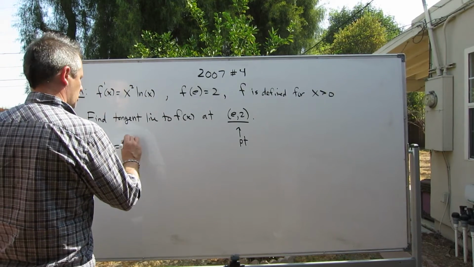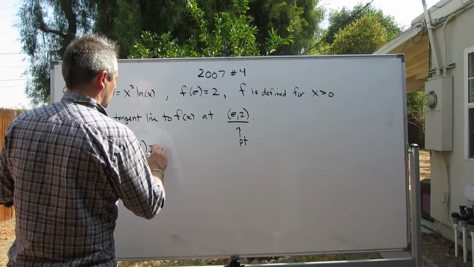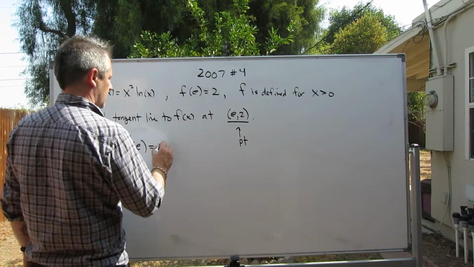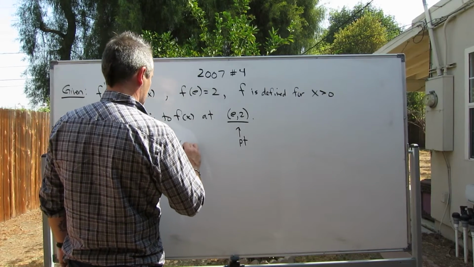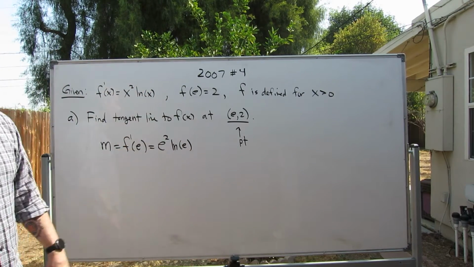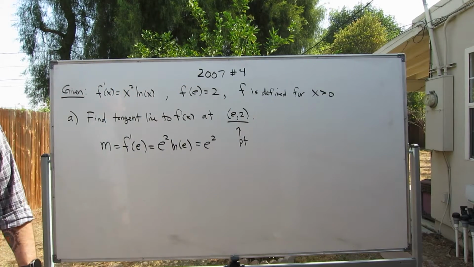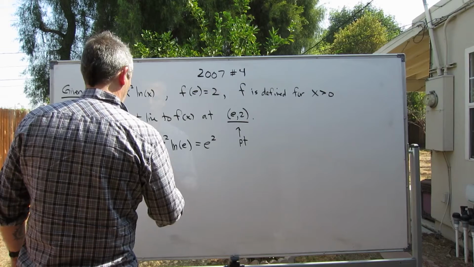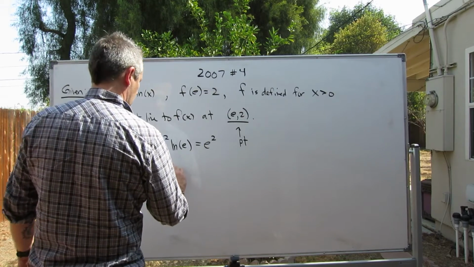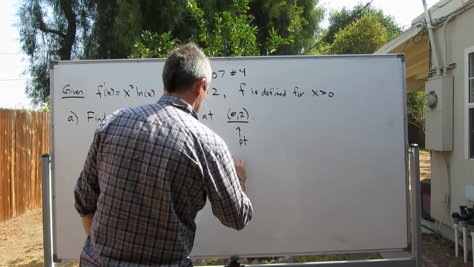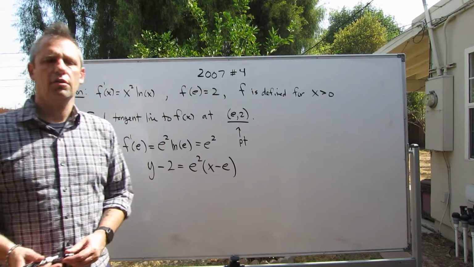But the slope is just f prime of e, which, since we know the equation of f prime of x, is just e squared times the natural log of e. And you all should know that the natural log of e is 1, so this is just e squared. Thus, the equation of my tangent line is y minus 2 equals e squared times x minus e. And I would leave my answer just like that.